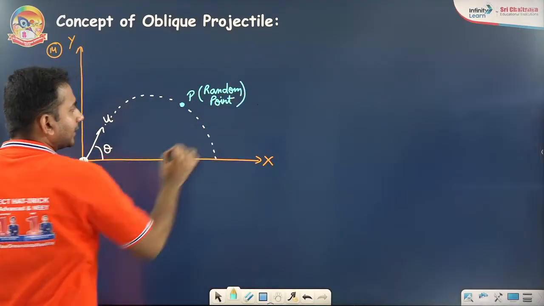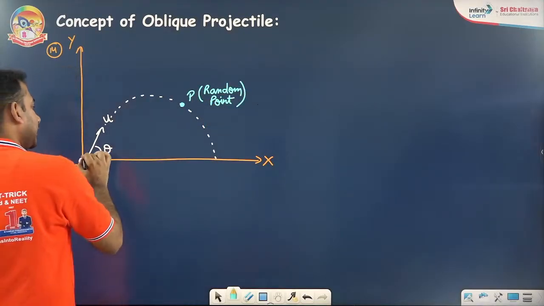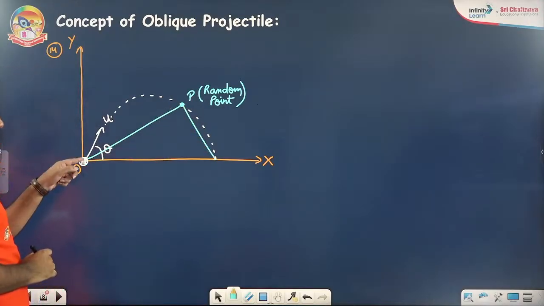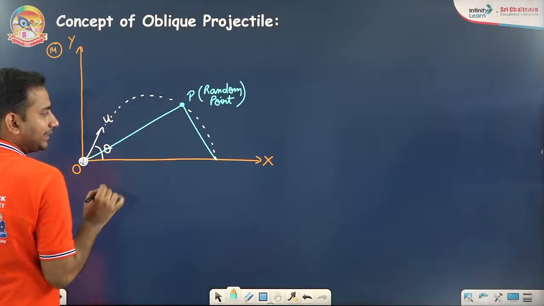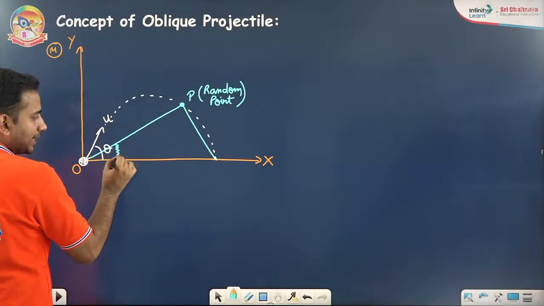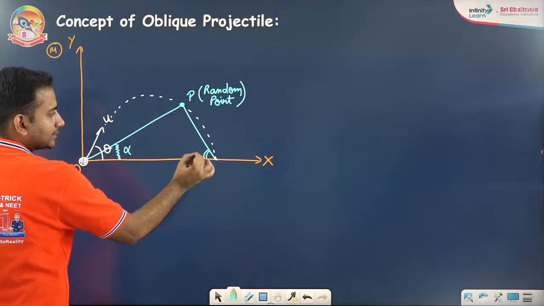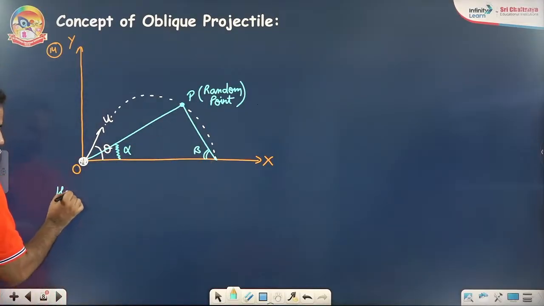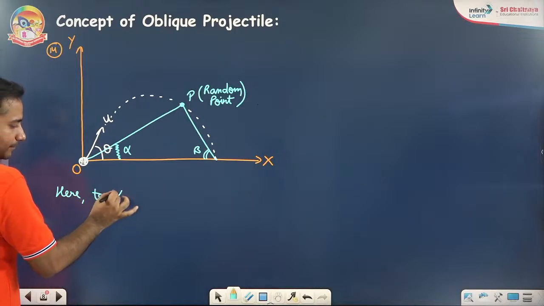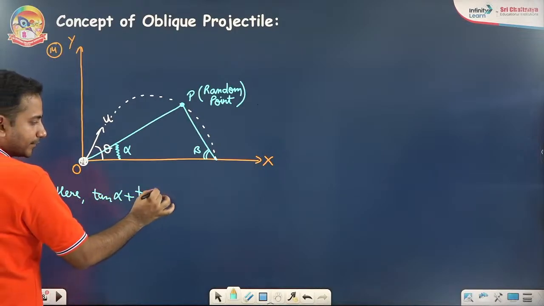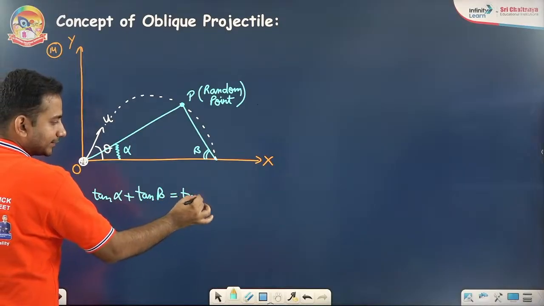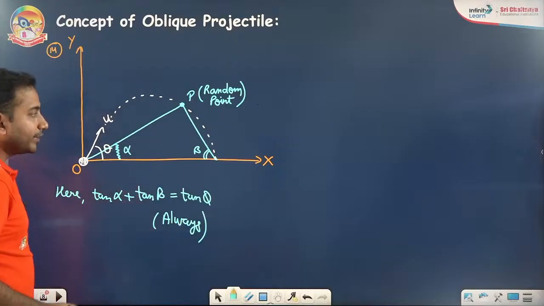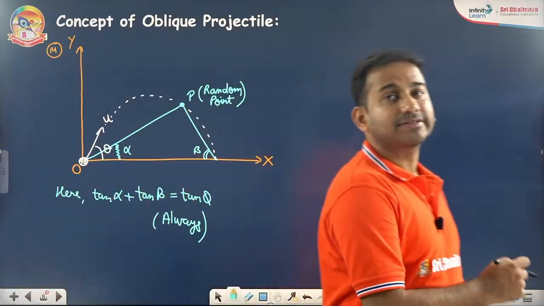The angle of elevation with the horizontal from the point of projection as well as the point of landing: if this angle is alpha and this angle is beta, then tan alpha plus tan beta is always equal to tan theta, always. The proof I am not doing right now. I just want you to remember this property.